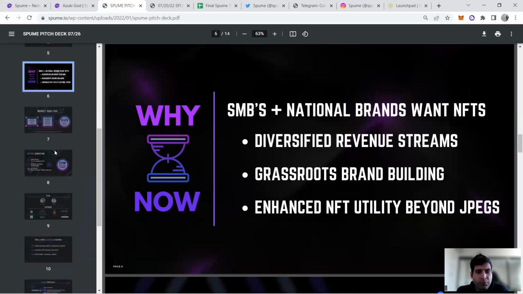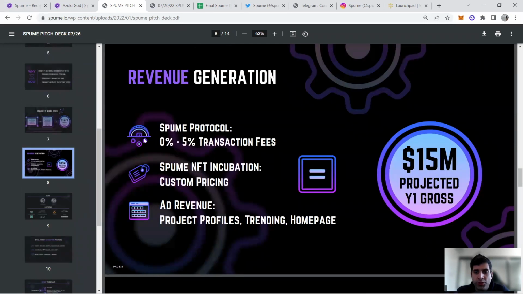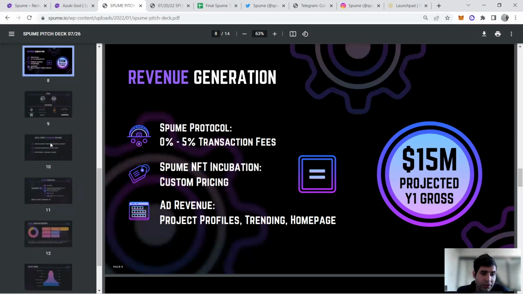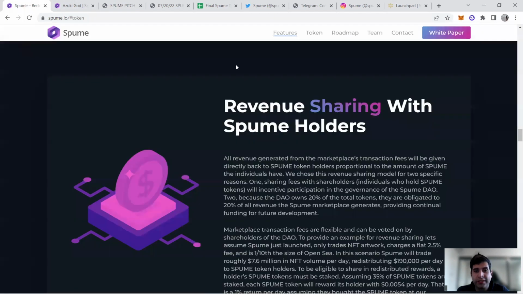Now, this is more talking about the revenue generation model, which I've already mentioned. And they're saying that based on the token utility and revenue generation, even if they charge between 0 to 5% for ad revenue and other activities that they do, they're estimating a 15 million projected year 1 gross earning. Now, let's see how that goes, and we can comment on that once they get to that stage.